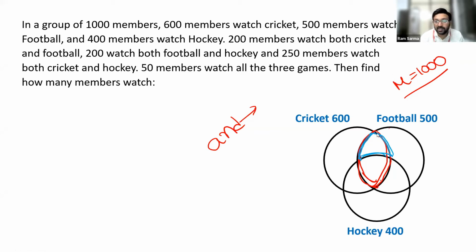See, the area highlighted in red color, have you noticed it? Can you respond once? Yes. The area highlighted in red color represents students who like cricket and football. Clear? The given person should like cricket, and he should also like football. Is that fine? Have you understood?